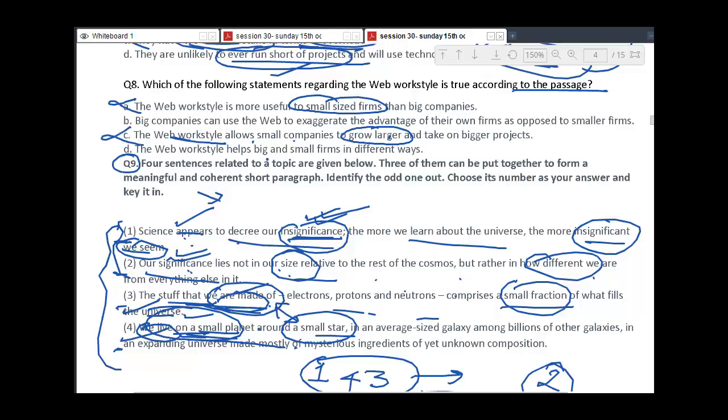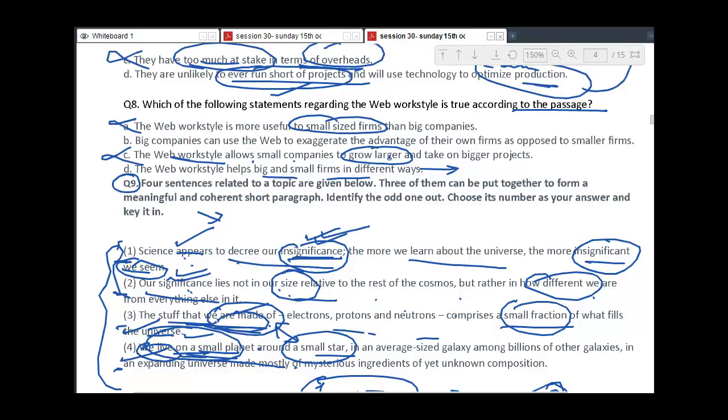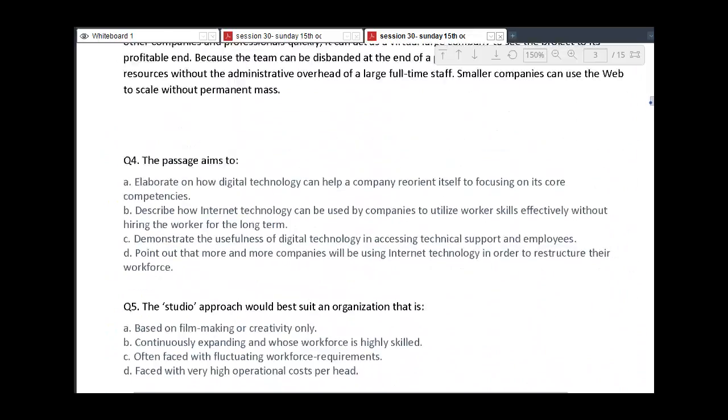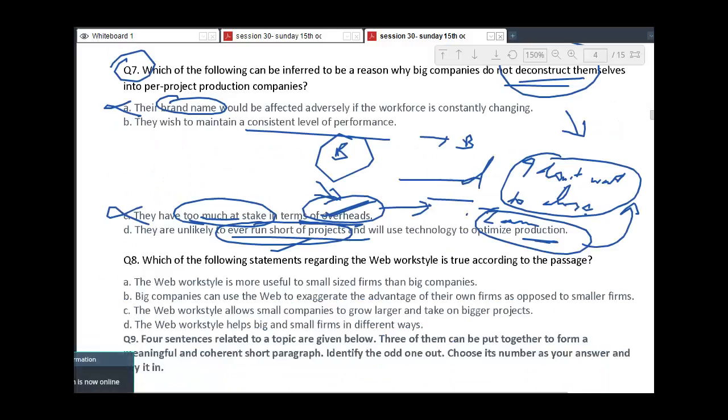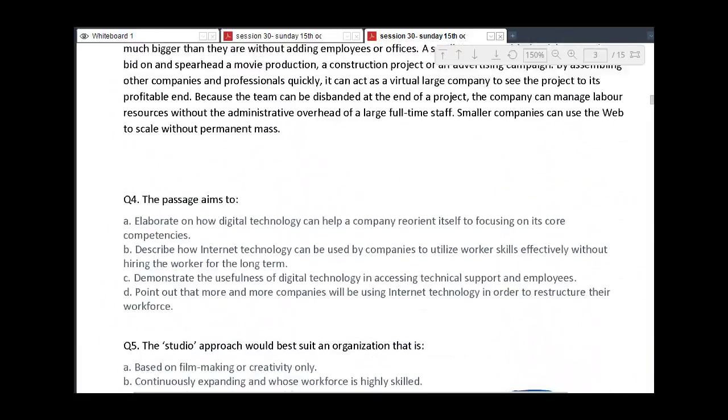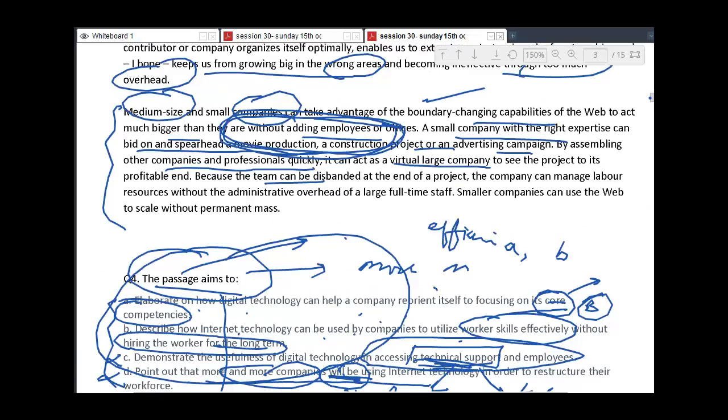The web work style helps big and small firms, everyone in different ways, of course. It is given in the passage. Big firms can specialize in their core competencies and outsource the rest. And it has given in the last paragraph, medium size and small companies can take advantage of the boundary changing capabilities. So everyone can benefit. Where is it mentioned in the last paragraph? The web work style is more useful to small sized companies. More useful. Understand the word more useful. Where is it given that they are more useful? Medium. No, comparison is not given.